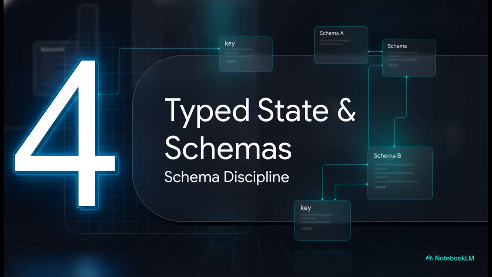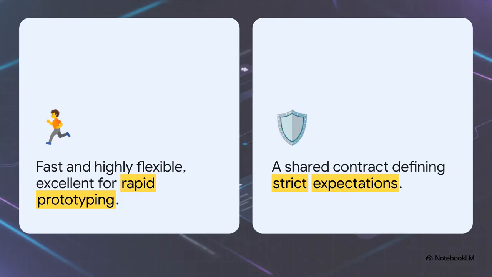All right, Section 4, types, state, and schemas. This is where we add some serious discipline. Loose dictionary state is awesome for rapid prototyping or if you're just writing a quick script by yourself. It's fast, it's flexible. But when you move to a multi-developer team, you really need Pydantic-backed typed state. It doesn't replace the state machine model. Rather, it acts as a strict shared contract so everyone knows exactly what keys and value shapes the workflow expects.